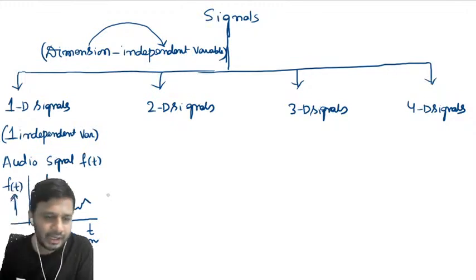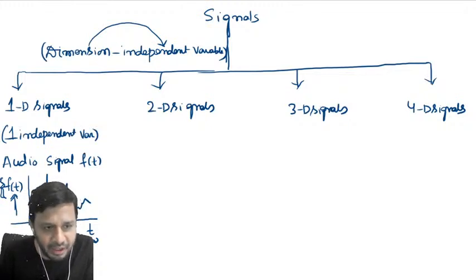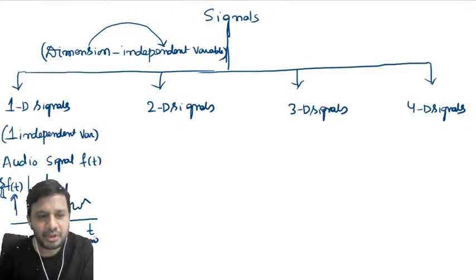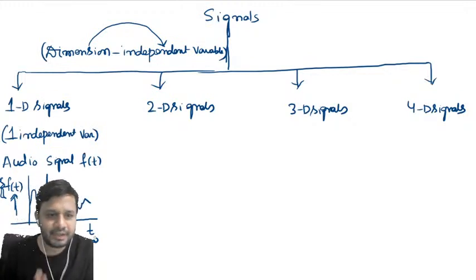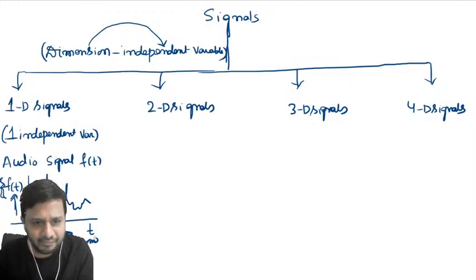If you are from an electrical background, a current signal or a voltage signal can be taken as an example of a one-dimensional signal, because we have only one independent variable. This is the independent variable, and this is called the dependent variable. Always take the dependent variable on the vertical axis and the independent variable on the horizontal axis, my dear students. Hope you are comfortable. One-dimensional signal means one independent variable.